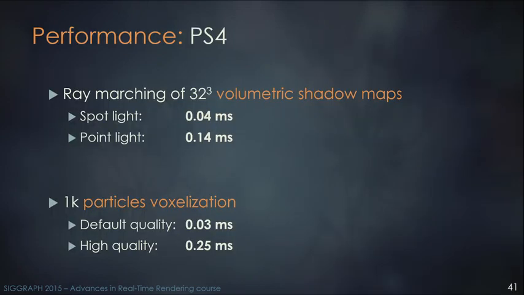So just a few sound performance numbers on PS4 for the volumetric shadow maps. For spotlights, for example, 32 cube volumetric shadow maps is definitely cheap. You can go higher if you want, but basically for non-moving lights, 32 cubed is enough. And 1,000 particle voxelization is also very, very cheap if you go for default quality. So if you set up your cascaded extinction volume correctly, you can get a lot of them basically.